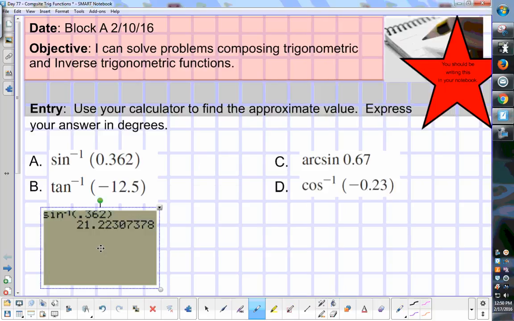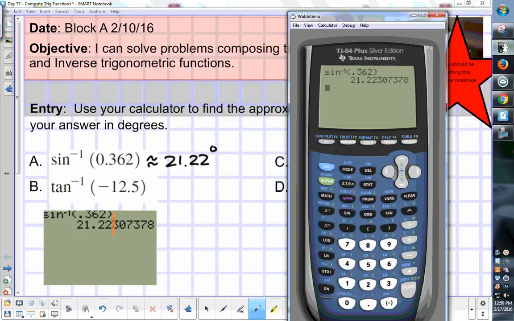Let's go ahead and round everything to 2 decimal places. So 2 decimal places means I'm going to go right there. And my answer for this first one will be 21.22 degrees approximately. Okay. Part B, same type of problem, but I'm going to go second tan.